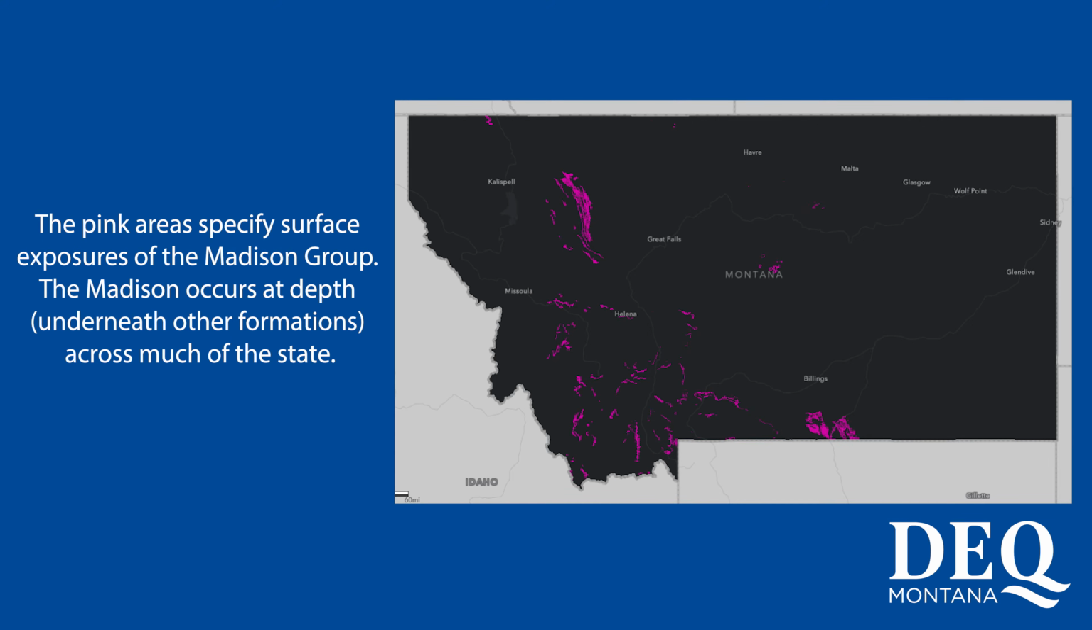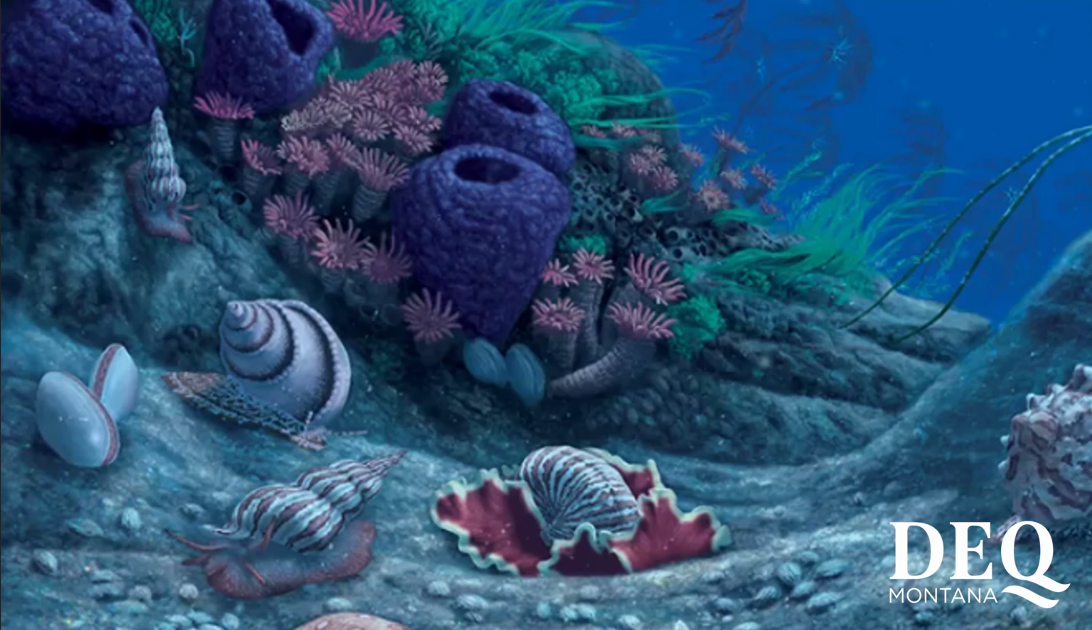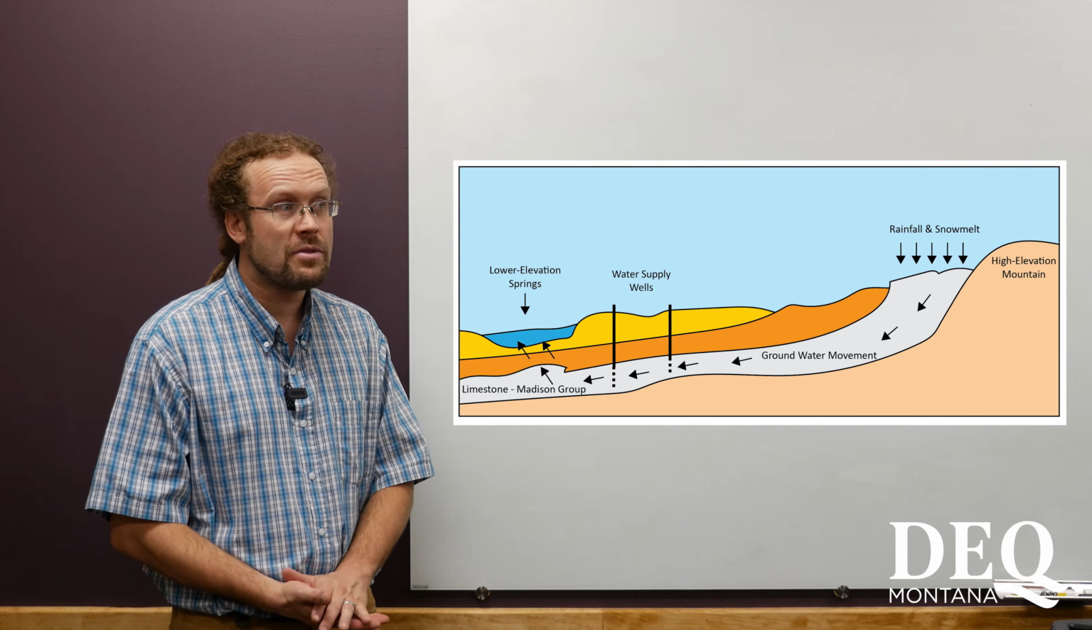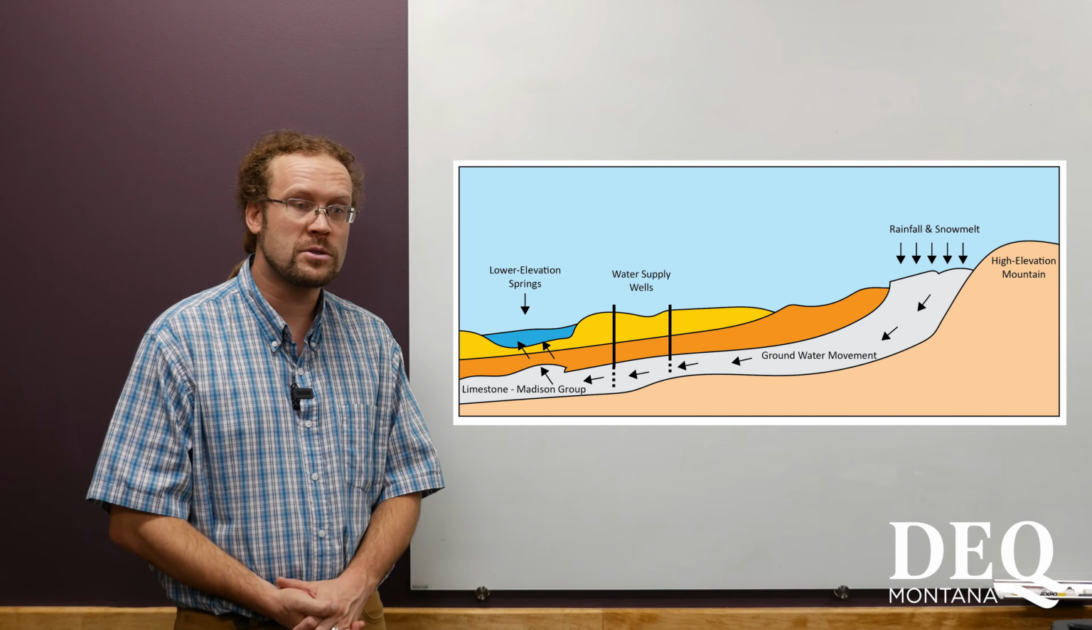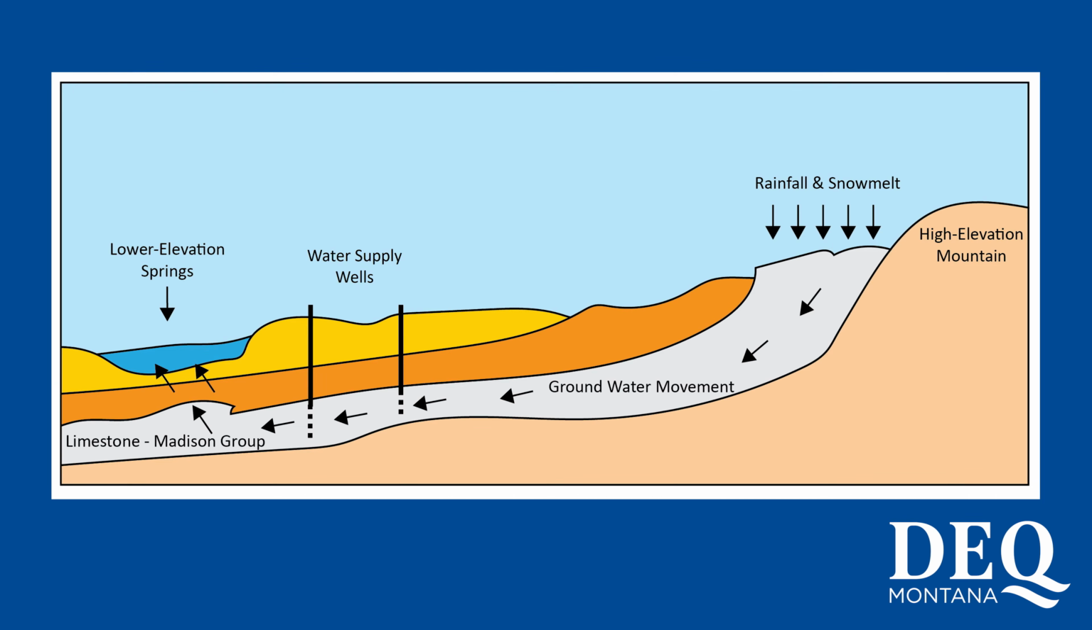This group of formations dates to the Mississippian period, about 323 to 359 million years ago, when shallow tropical seas covered much of North America for millions of years. These thick limestone layers can be important sources of groundwater for communities and agriculture.